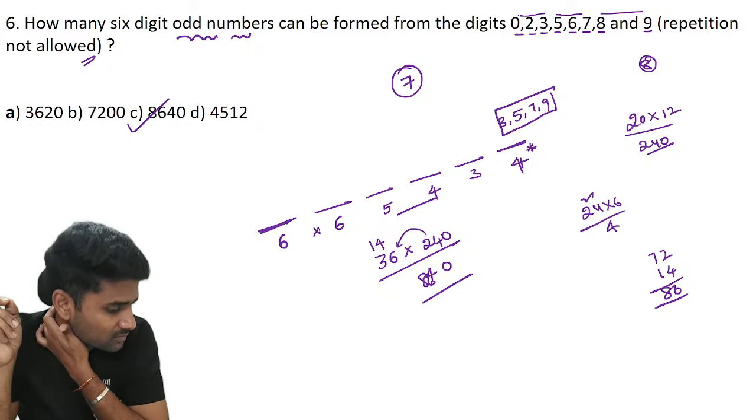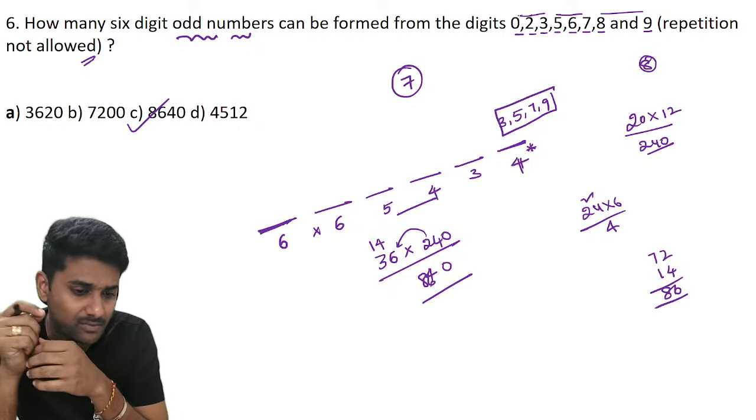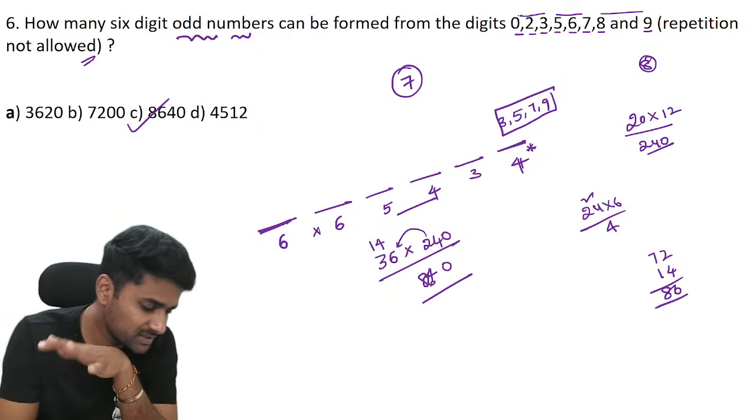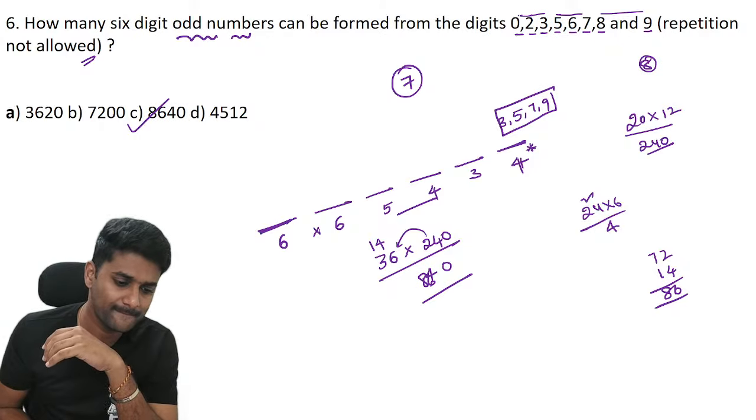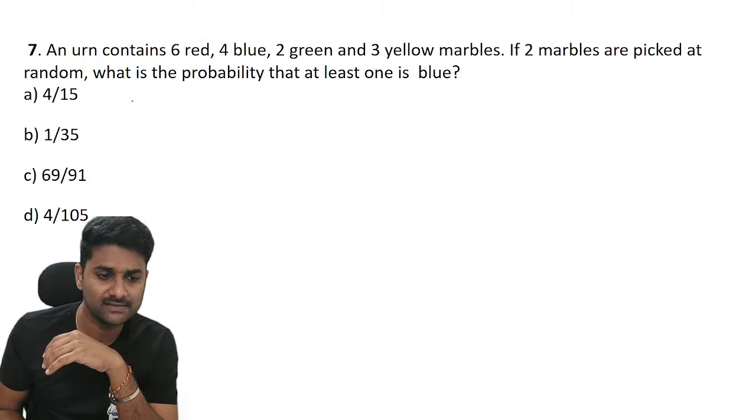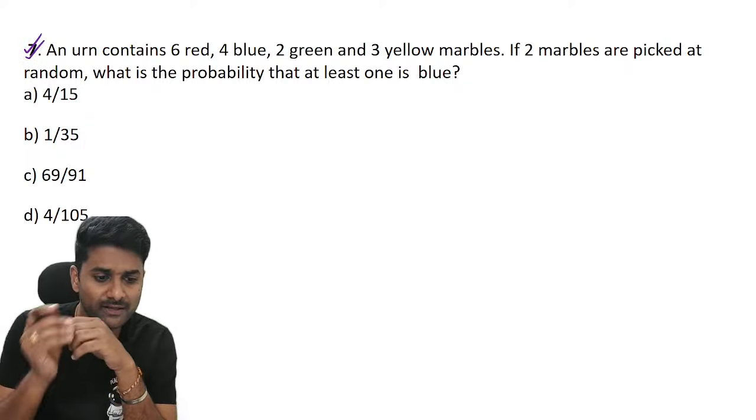Permutation, combination, and probability are important models. Out of these three topics, you can expect either one or two questions. Next, again a question from probability.